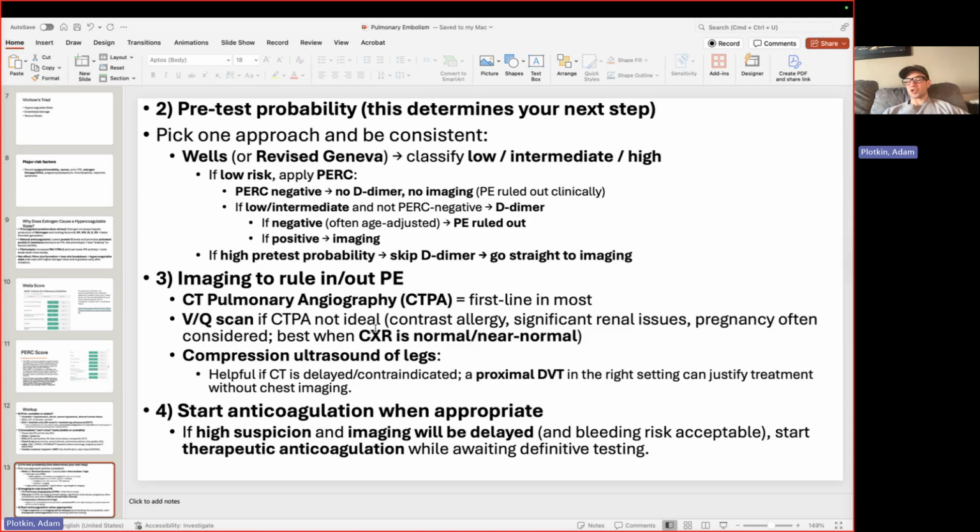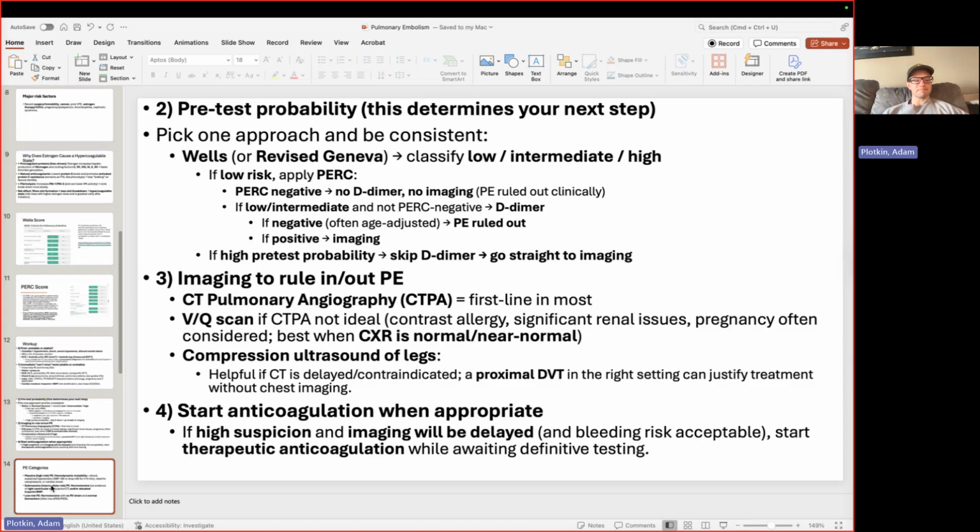Technically, we could do a compression ultrasound of the legs. That would never be the first step, because they'll probably have a clot somewhere in the legs. Showing they have a clot somewhere in the legs doesn't really help me make the diagnosis of PE, but it could add to the clinical picture. We start anticoagulation when appropriate. If the suspicion is high and imaging will be delayed, just start therapeutic anticoagulation while we try to get the imaging. All right, we've talked about that.